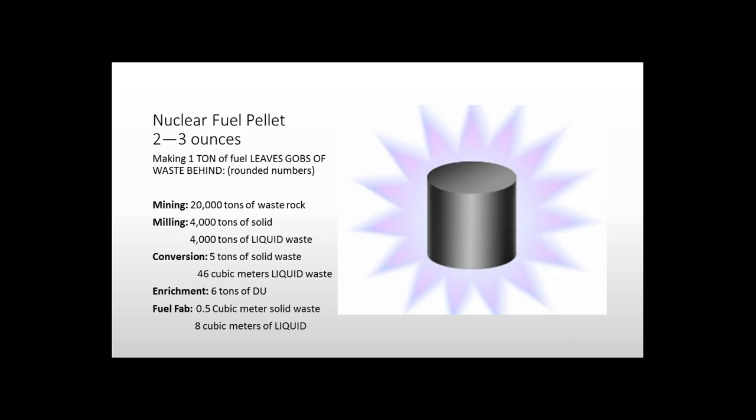This is a picture of a pellet. Even though it's little, it weighs about 2, 3, 4 ounces. There are about 35,000 of them in a metric ton of fuel.